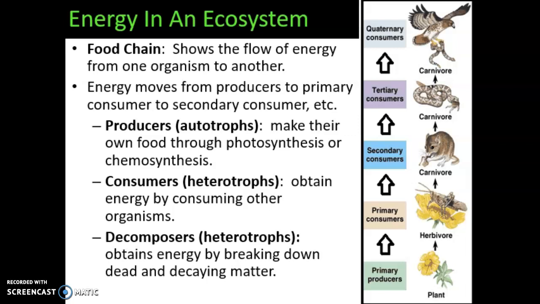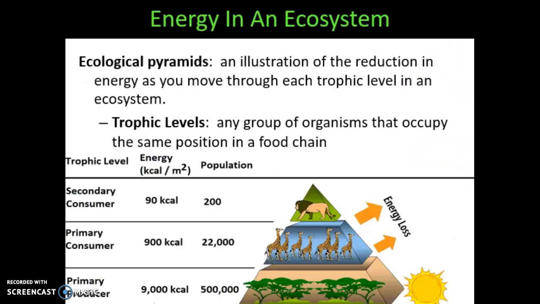Now, similar to a food chain, another diagram is called an ecological pyramid. And in this diagram, it shows how the energy changes as you move up the food chain. Now, each step in a food chain or an ecological pyramid is called a trophic level.